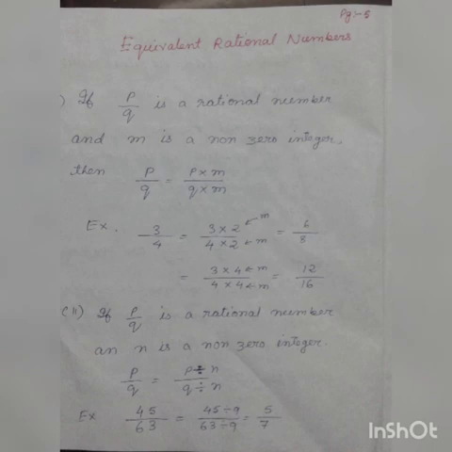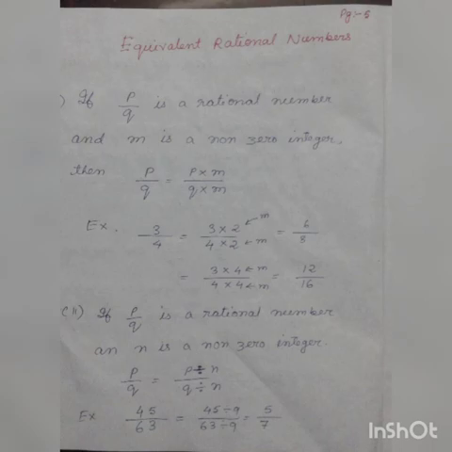Number 2, we can divide the rational number by the same non-zero integer also, the same way we did in ratio. Here I have given one example, 45 by 63. 45 is divisible by 9, 63 is also divisible by 9. So 45 by 9 is 5, 63 by 9 is 7. 5 by 7 is the equivalent rational number for 45 by 63.